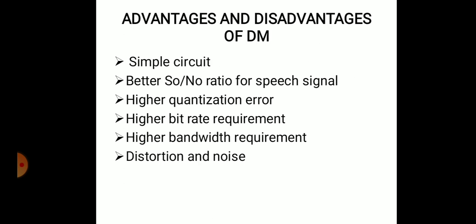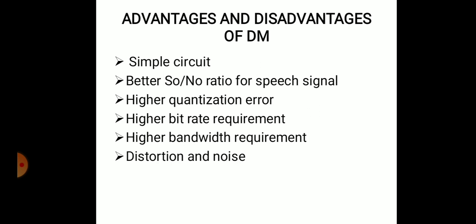Now the advantages and disadvantages of delta modulation. First of all, the first one is a simple circuit. Yes, delta modulation needs a simple circuit as compared to PCM. Number two is a better signal to noise ratio for speech signals. The S0 by N0, that is the signal to noise ratio, performance of delta modulation is better than PCM by more than 3 dB.